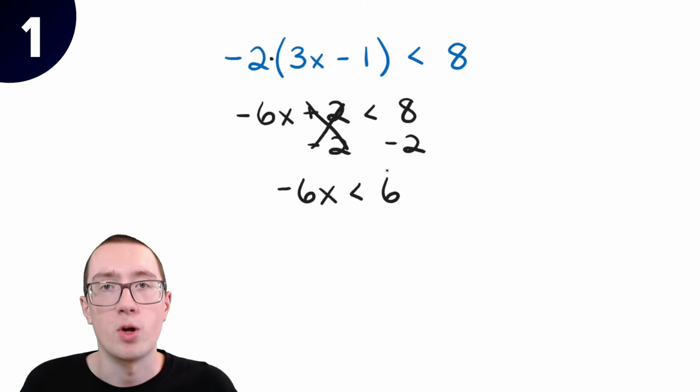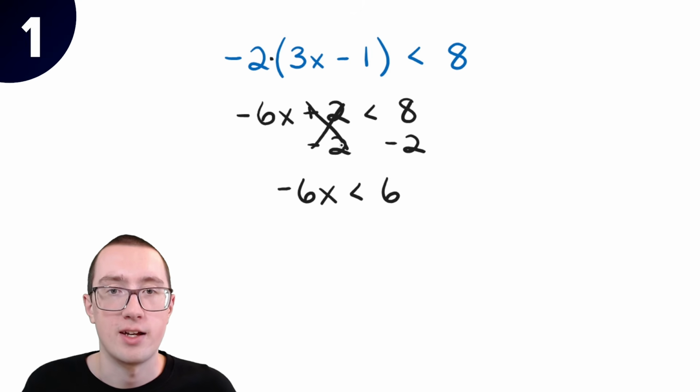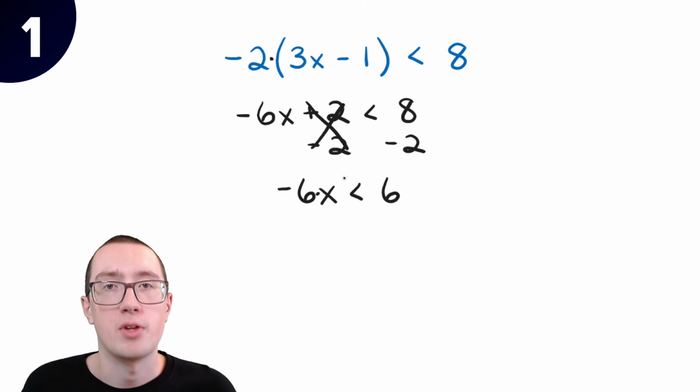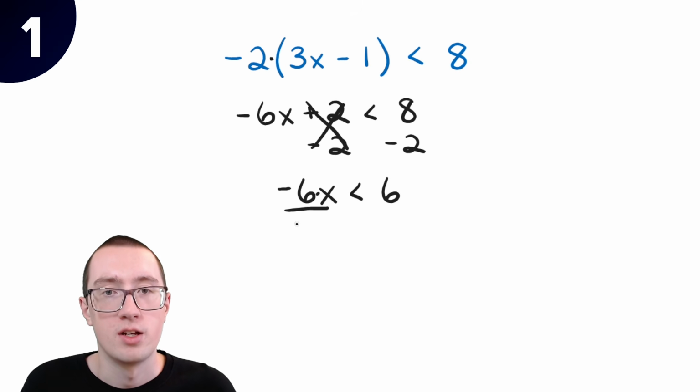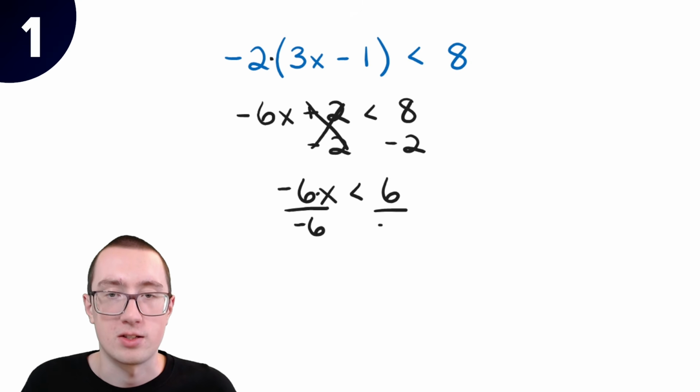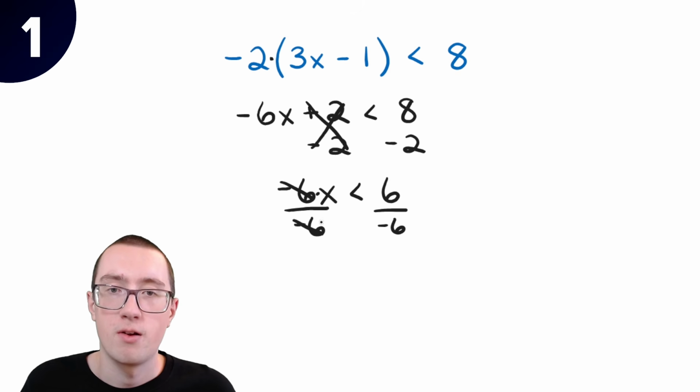And now we just have a one-step algebra problem. And remember, like I said before, whenever you don't have a sign, that means multiplication. So this -6 is being multiplied to x. So to get rid of the -6, we need to do the opposite of multiplication, which is division, and divide both sides by -6. So the -6's cancel out. On the left side, we just have x now. And on the right side, we have 6 divided by 6 is 1. And we have 1 minus sign, so the minus sign stays.